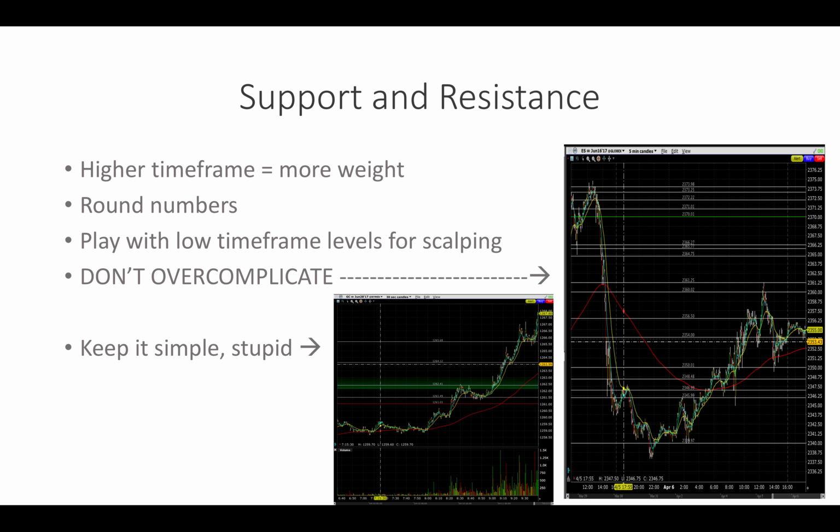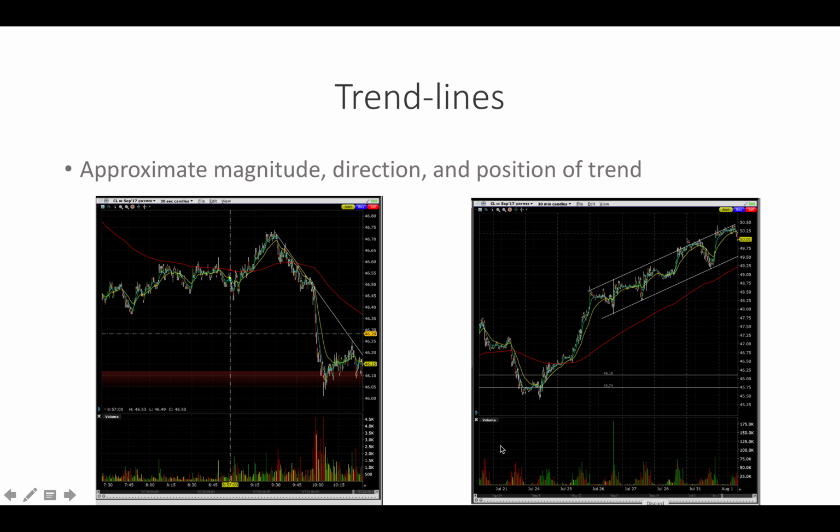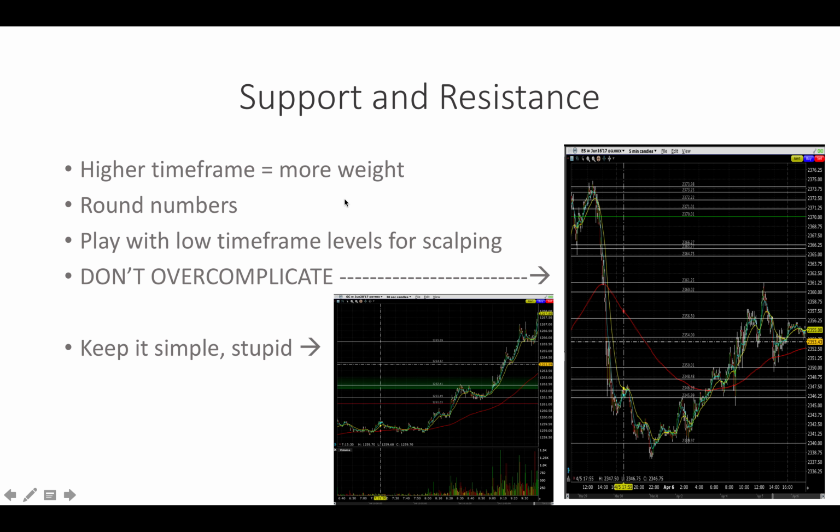So, you know, the higher your time frame, so if you're looking at a daily chart, and as we did with this right here, it carries more weight than a 30-second chart. So round numbers are usually support or resistance. So if you're looking at gold 1263, 1264, 1265, these are all probable support or resistance. So look at those levels and you can find them.